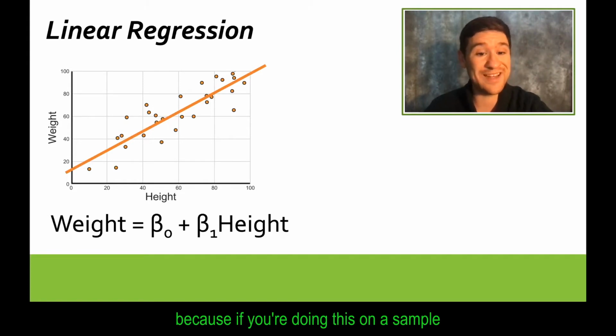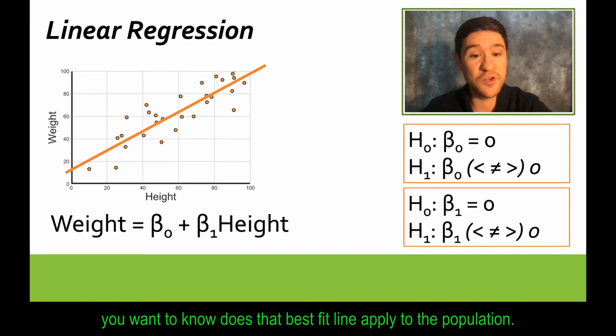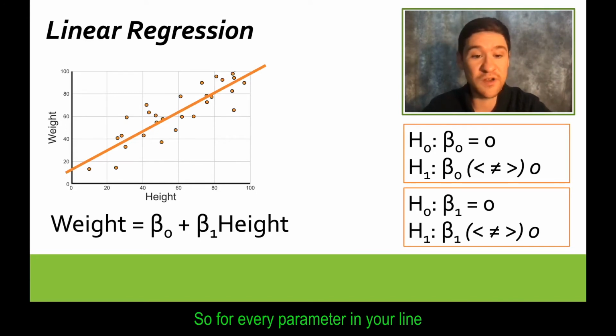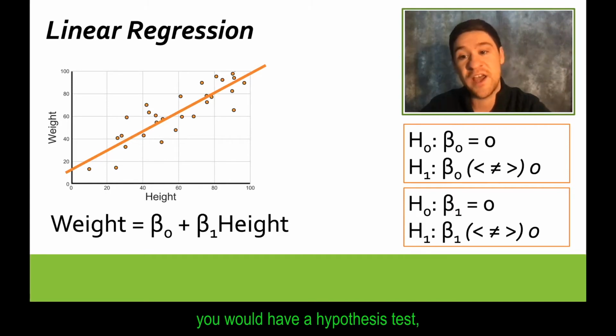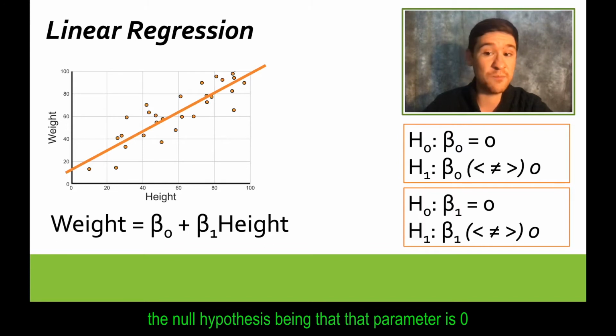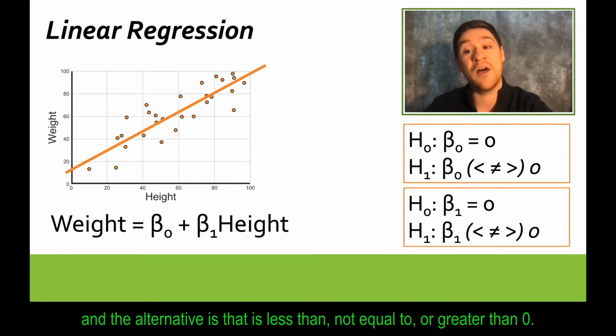Because if you're doing this on a sample, you want to know, does that best fit line apply to the population? So for every parameter in your line, you would have a hypothesis test, the null hypothesis being that that parameter is 0, and the alternative is that it is less than, not equal to, or greater than 0.